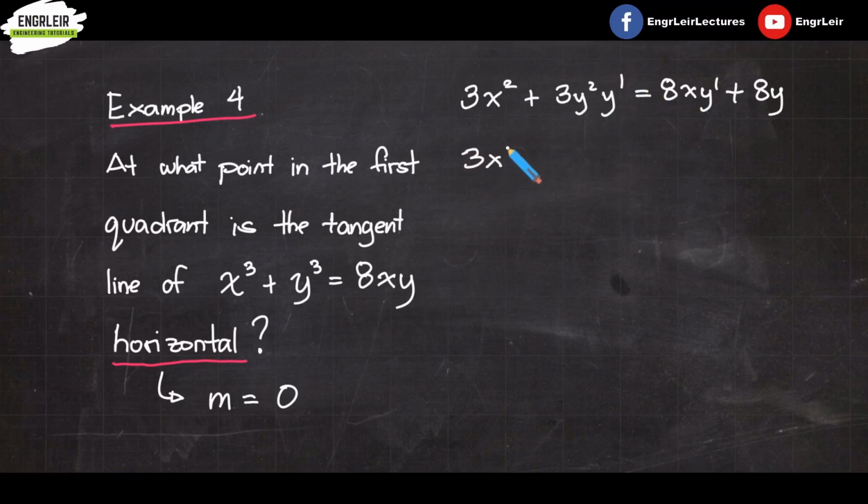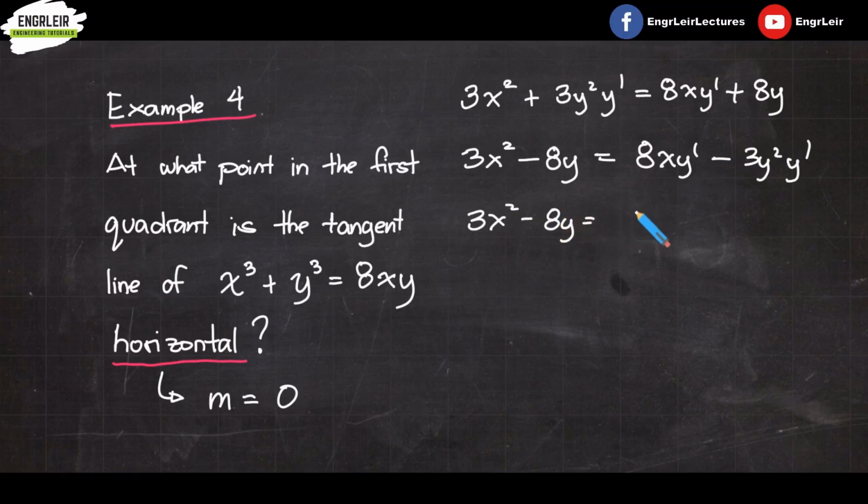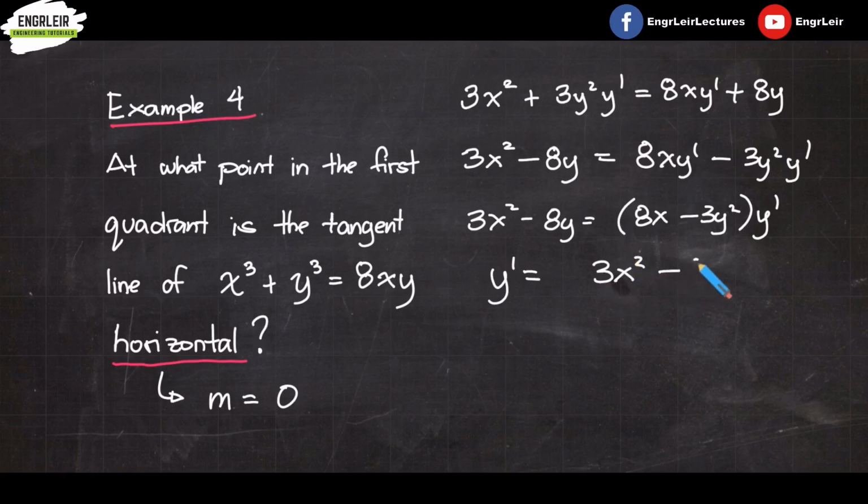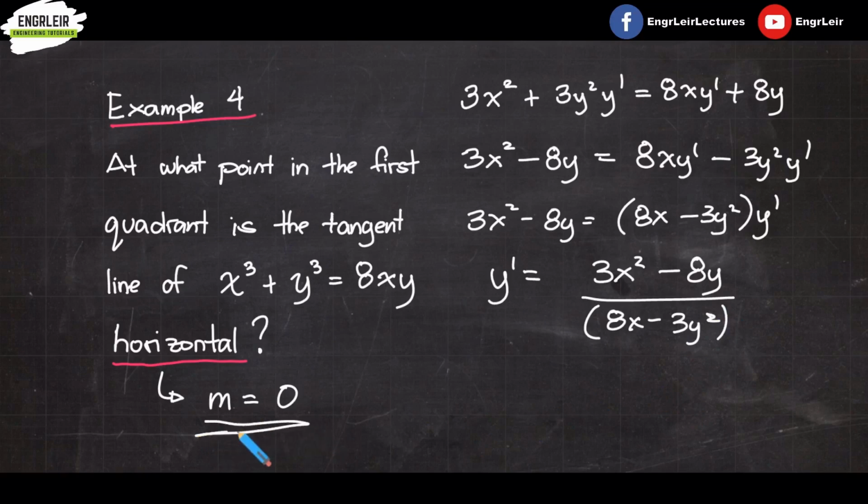So what I'll do is move the terms without y prime to the left. So 3x squared minus 8y is equal to, I'll move all the terms with y prime here, 8x y prime minus 3y squared y prime. Extract the y prime. So this becomes 8x minus 3y squared times y prime. And therefore, our slope, the y prime, is equal to 3x squared minus 8y divided by 8x minus 3y squared. Now, since your slope is equal to 0, let's equate y prime to 0.